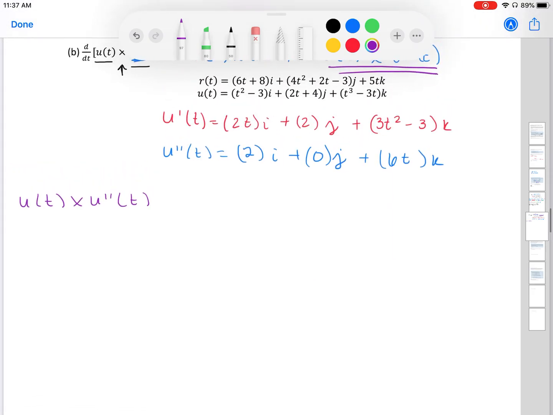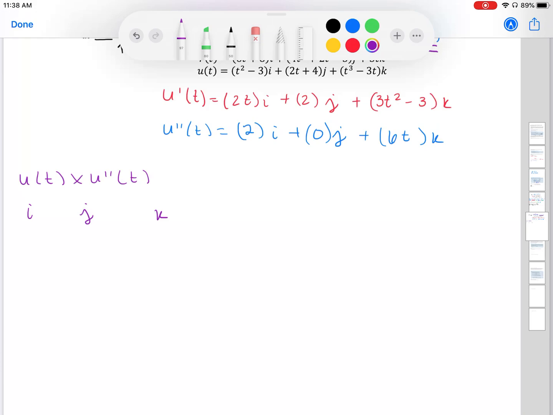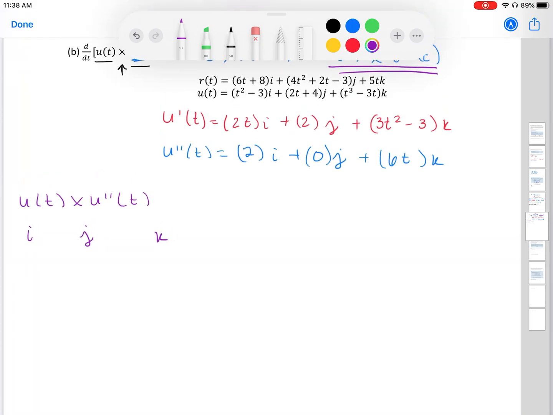Okay, well, let's set up our matrix. We have i, j, and k. First we have u of t. u of t is t squared minus 3, 2t plus 4, and t cubed minus 3t. u double prime is, oh no, not t, it's 2, 0, and 6t.